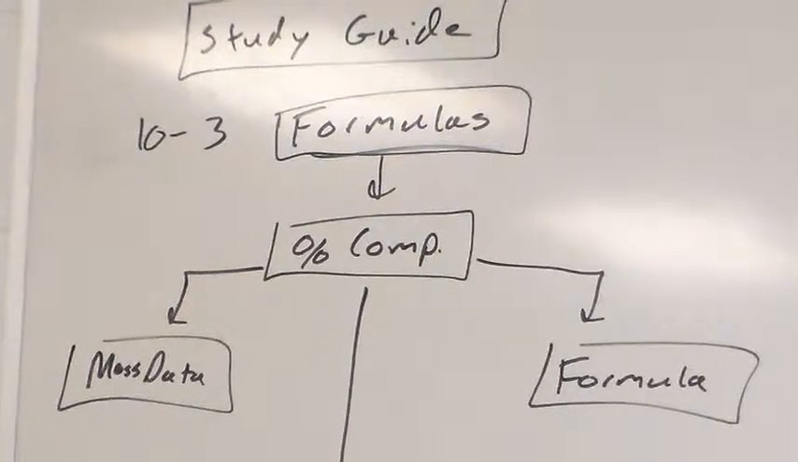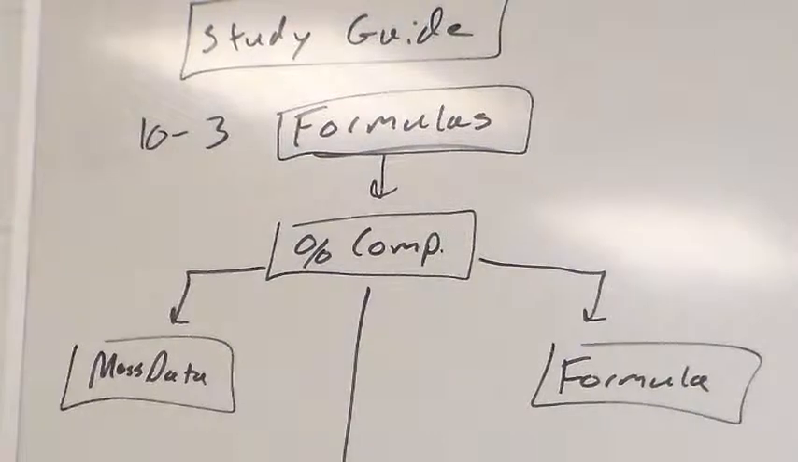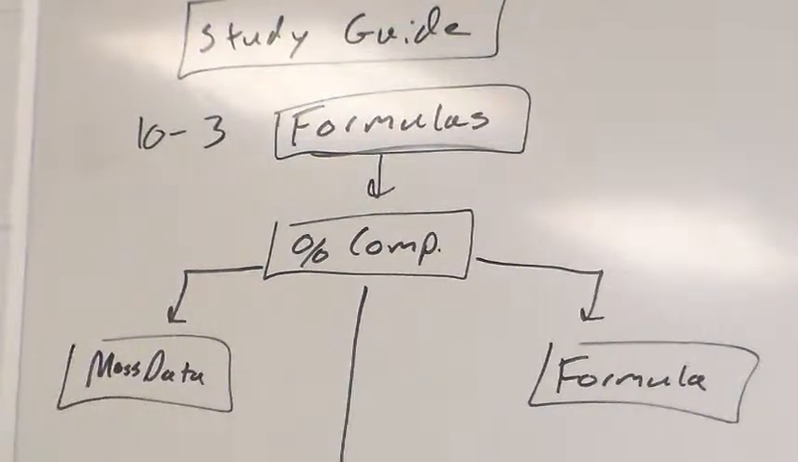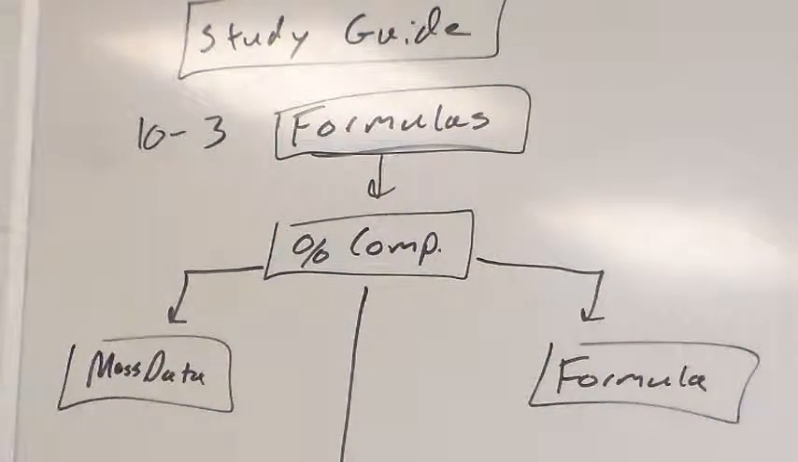If you look in your notes in percent composition, you will have two different types of questions. You'll have to find the percent composition with just the mass data given. With that, remember, you need the mass of the part divided by the mass of the whole times 100%.